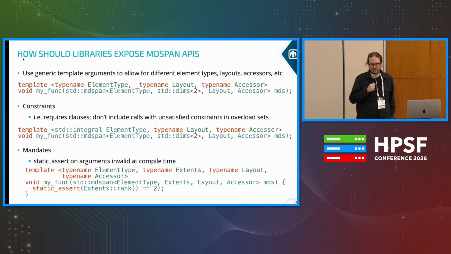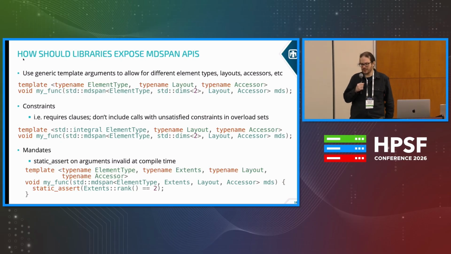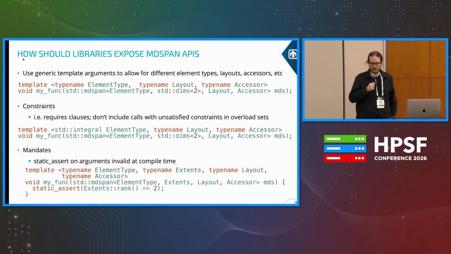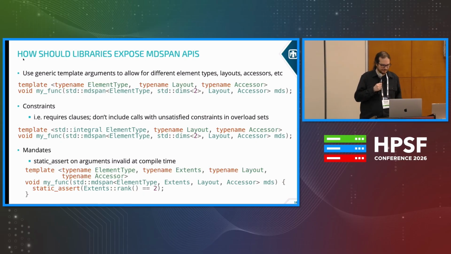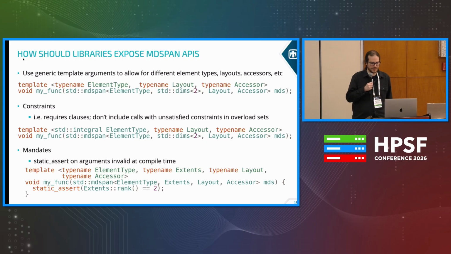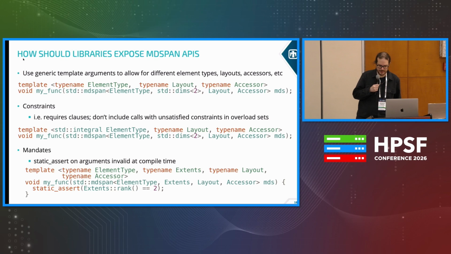In the case of linear algebra, as you can imagine, that library operates mostly on matrices, so you need a rank 2 mdspan. All of those operations will actually call a static assert that the rank of the extents is 2.